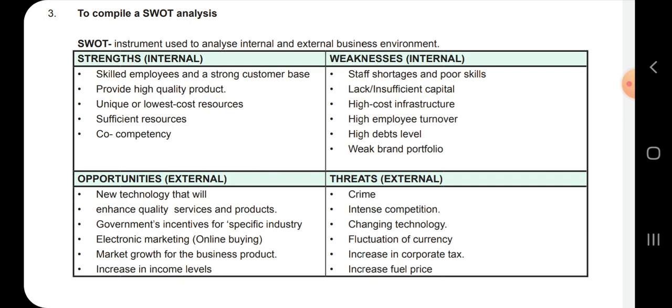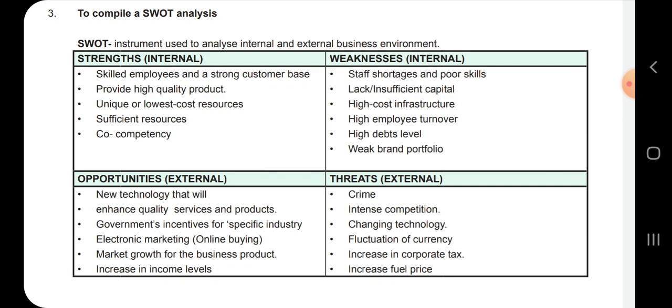What is internal? What weaknesses do you have? What don't you have that you need as a business to make sure that you deliver the best service more than you are doing right now? You don't have enough staff. You have staff that are skilled. You need 5 staff, but you have 3 that are skilled. So you have a shortage of 2. So the shortage of the 2 is not skilled. That shortage, if they can be 5 and all skilled, that will be the best thing. But you have this 2 that is not strong. So it's a staff shortage and poor skills.